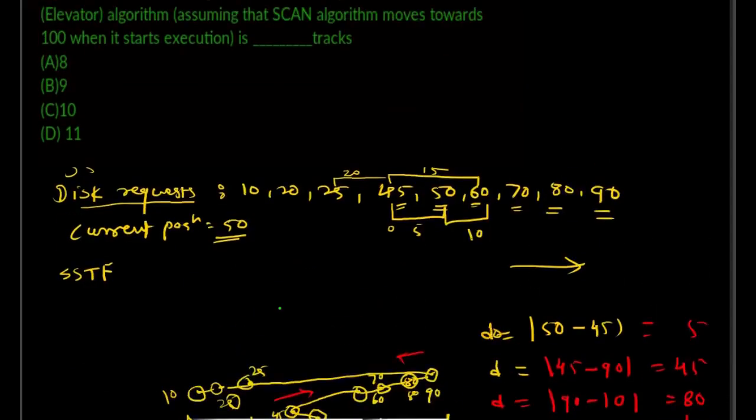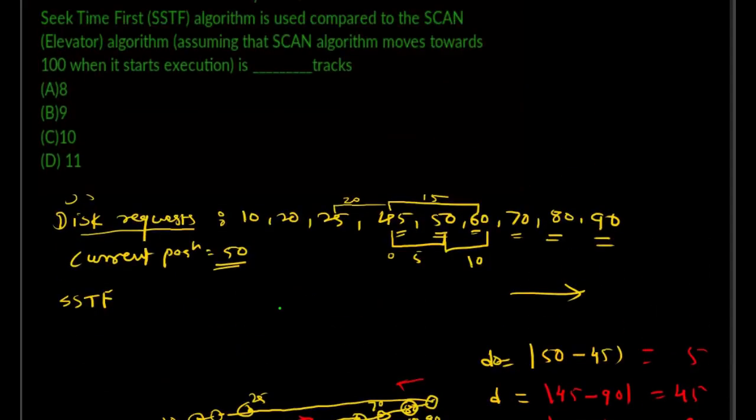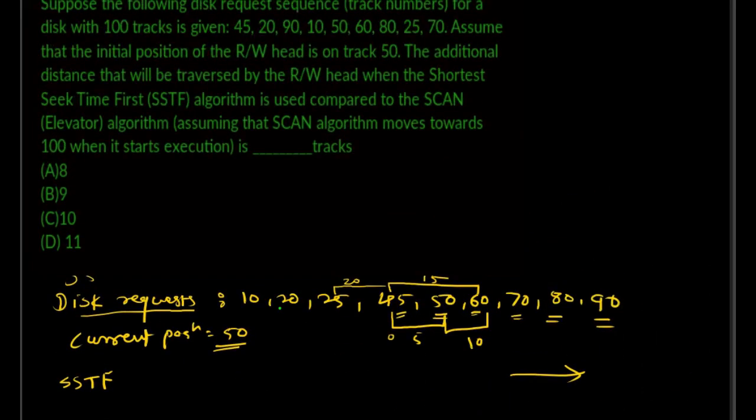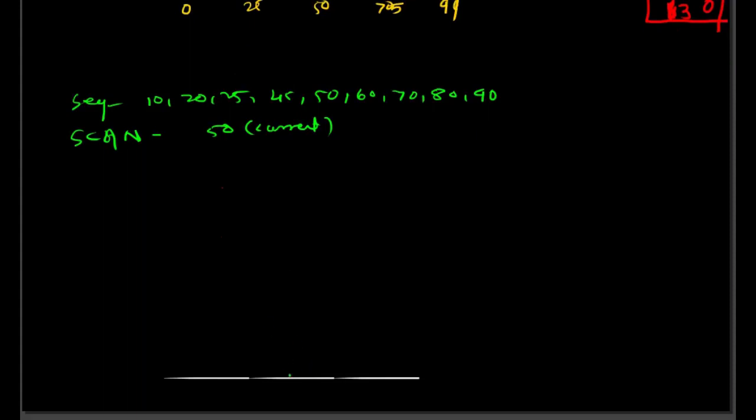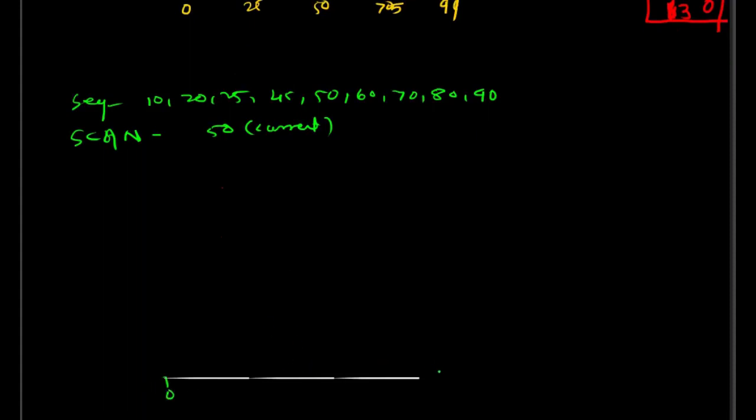Okay, in scan we require to decide a direction, either the forward direction or the backward direction. But in the example they have mentioned that assuming the scan algorithm moves towards the 100, so we will use the forward direction. Current position is 50. We will mark this position 0 here, 100 here, 50 in between.